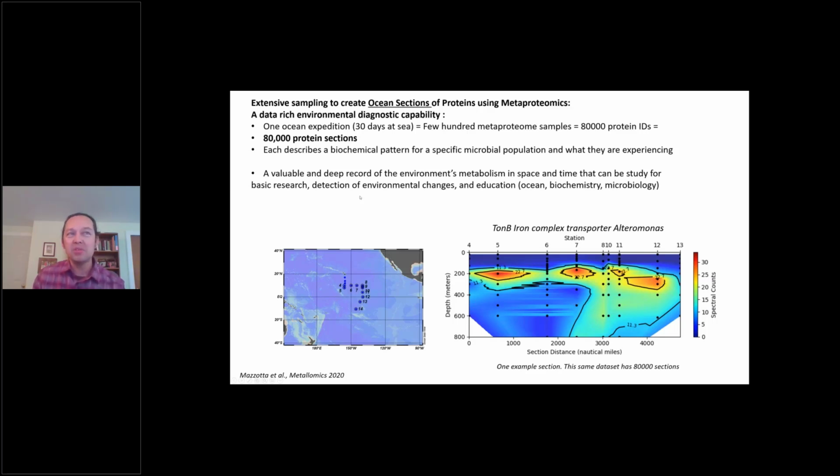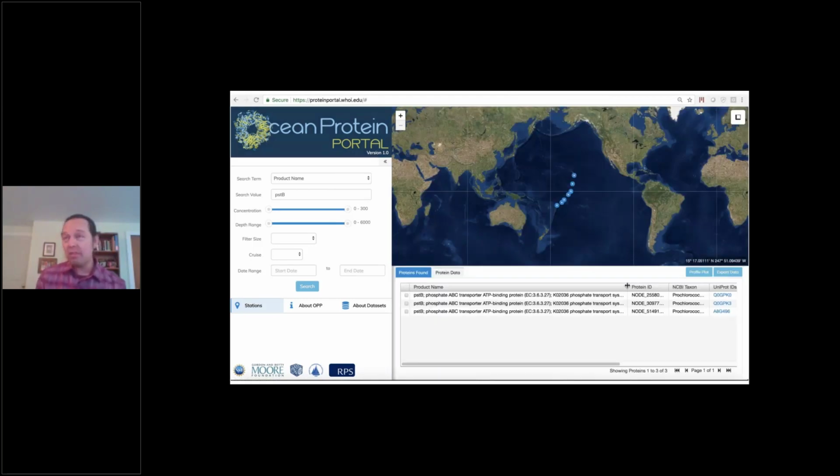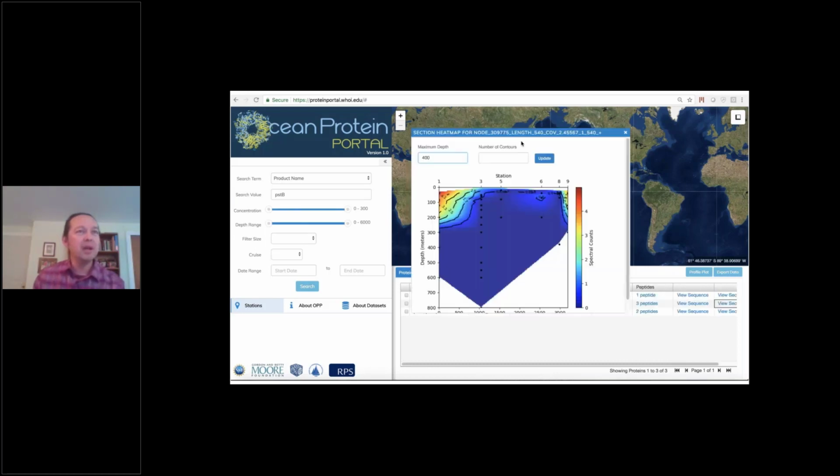And it could be useful for both basic research and detection of environmental changes, and also for education, for teaching about the ocean or biochemistry or microbiology. And so to share this data, we've been developing a web portal called the Ocean Protein Portal, where you can go in and type your protein of interest. Here's an example of looking for a phosphate transporter, and you can create an ocean section in real time. And this is all currently spectral count data, but it really could be any units that people want to deposit, and it's meant as a resource for the oceans community, for people who are generating data, to share it with people who are interested in enzymes or transporters or microbes, to be able to quickly access more information about a protein of interest.